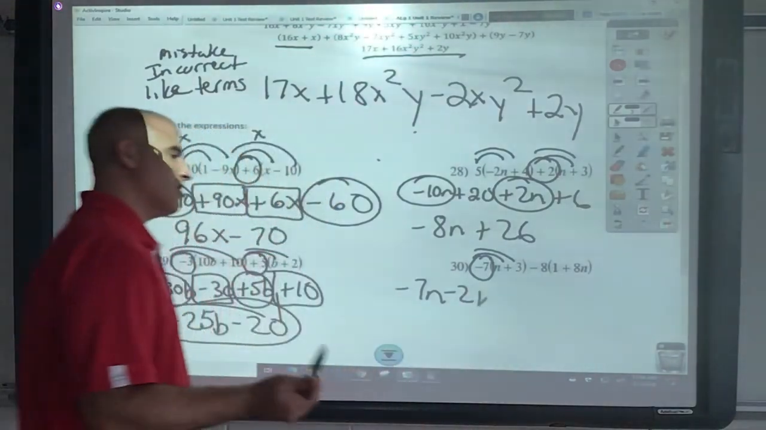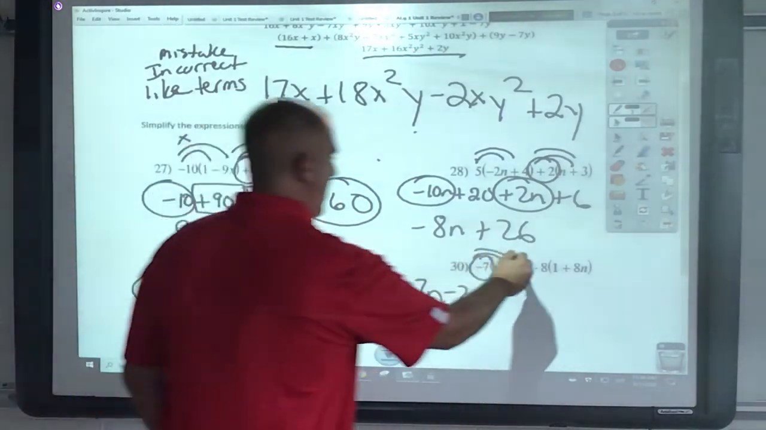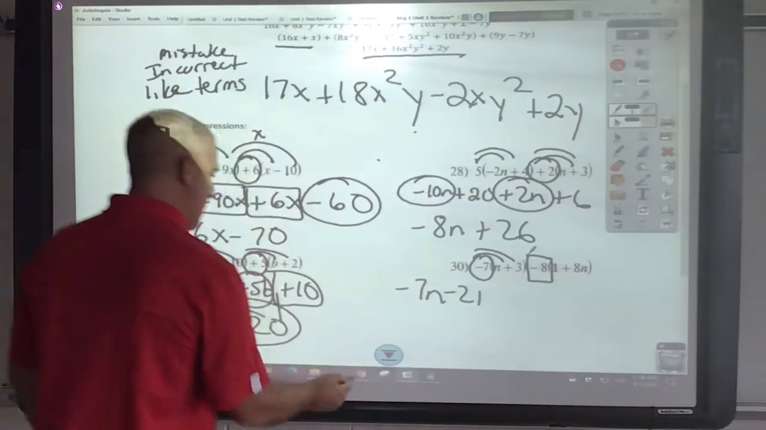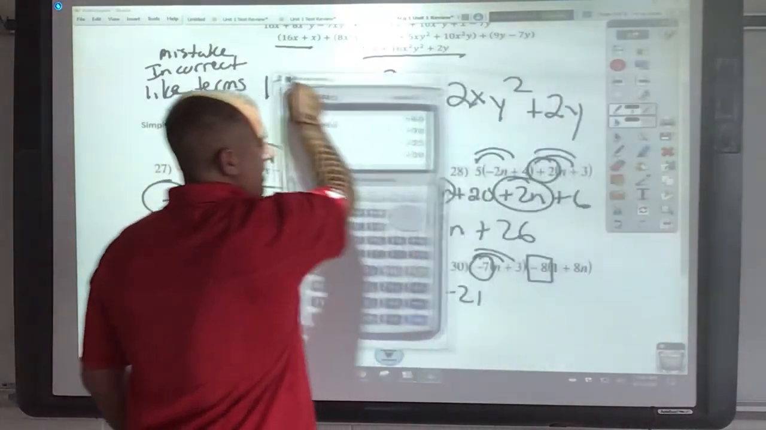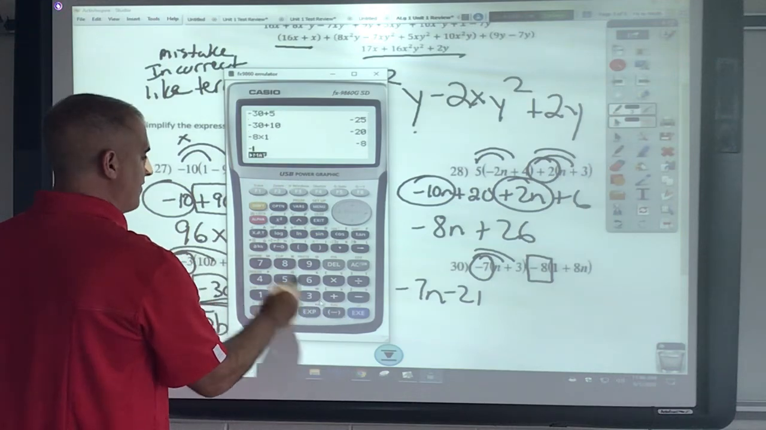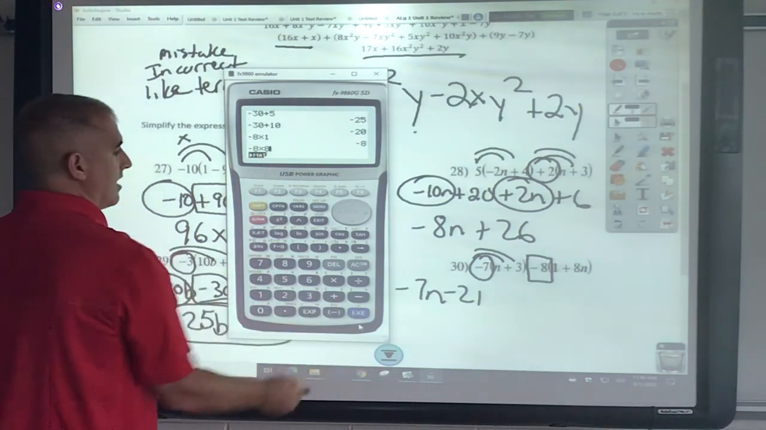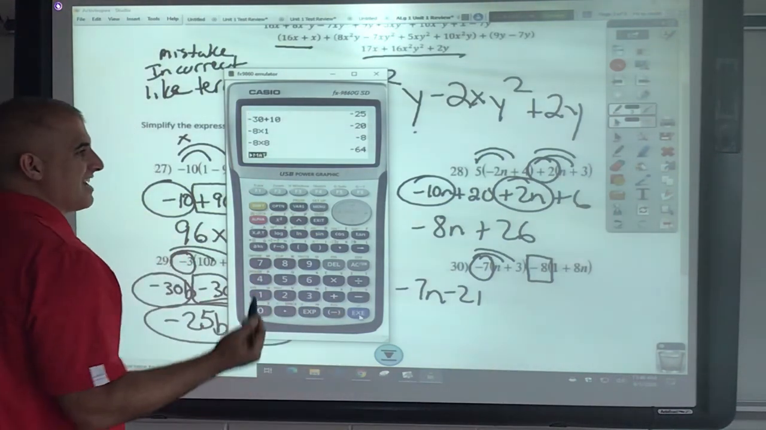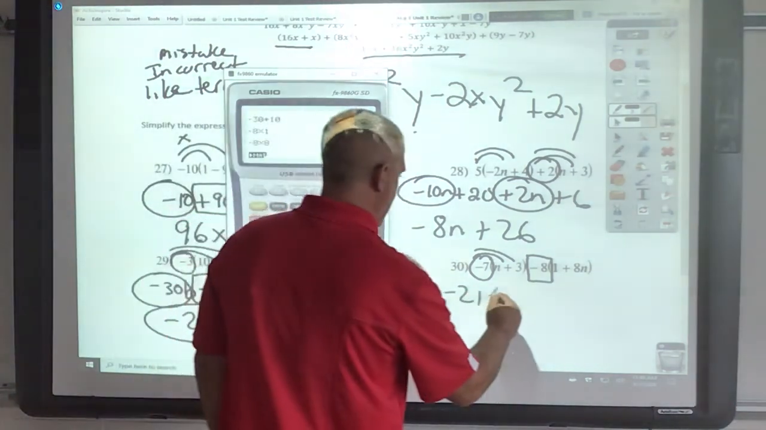Now, this is where you need to be careful. I have to treat this like a negative, okay? So what I'm going to do is I'm going to do negative 8 times 1 and negative 8 times 8, okay? So what I would get there is negative 8 and negative 64n.